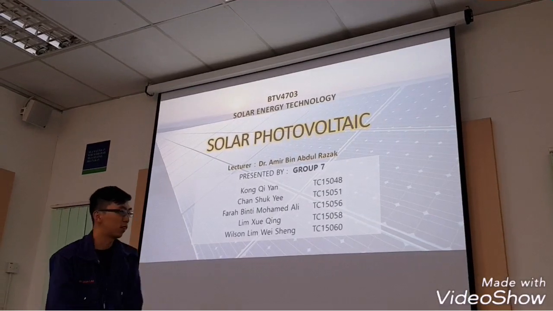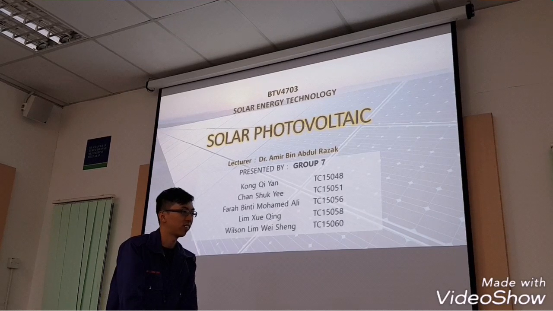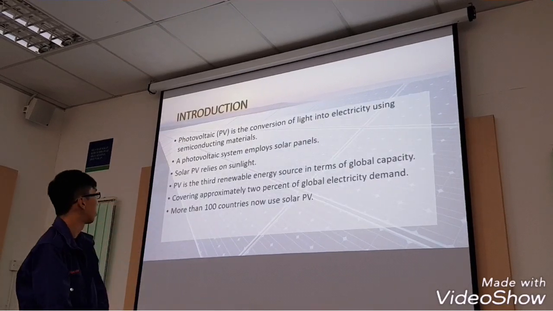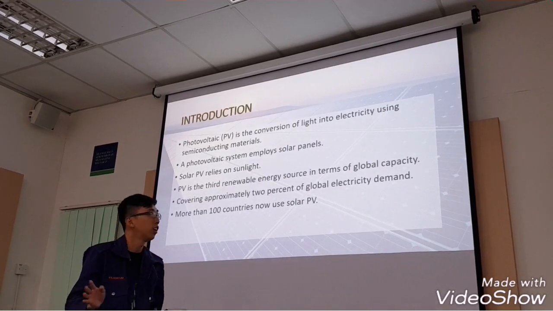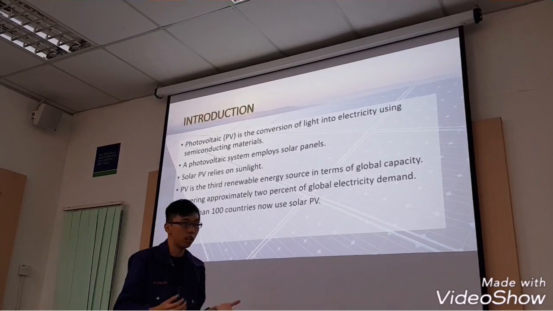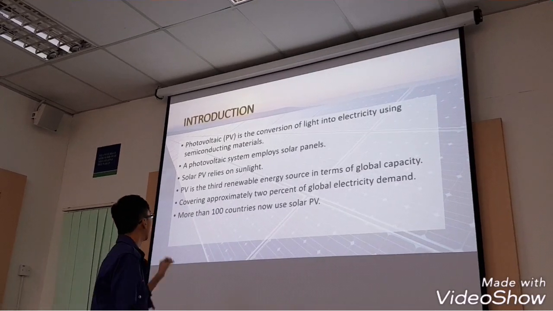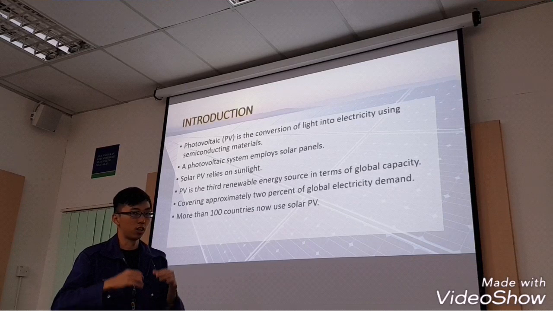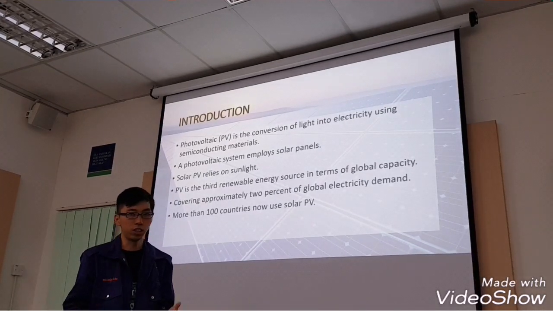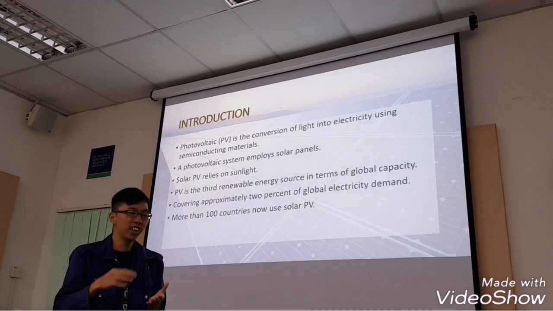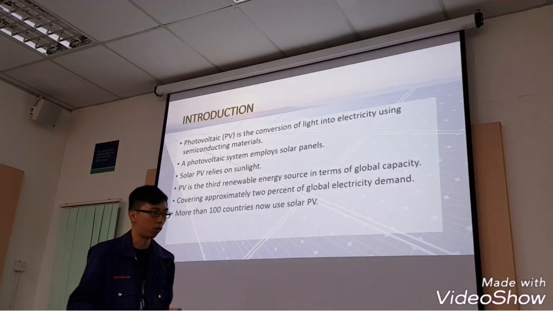Today we will introduce the solar photovoltaic system. The word solar photovoltaic indicates electricity and energy, and it is the conversion of light into electricity by using semiconducting materials. A photovoltaic system employs solar panels and relies on sunlight, so it can be considered a clean energy source, with no gas emission and no pollution.